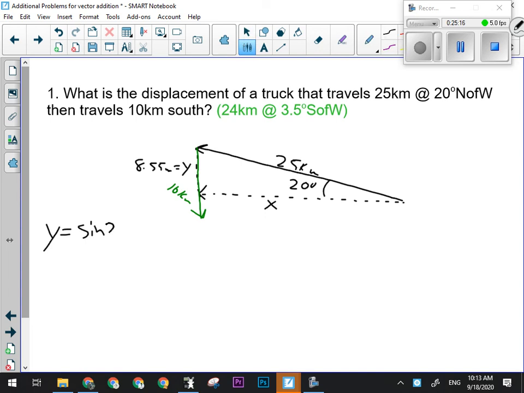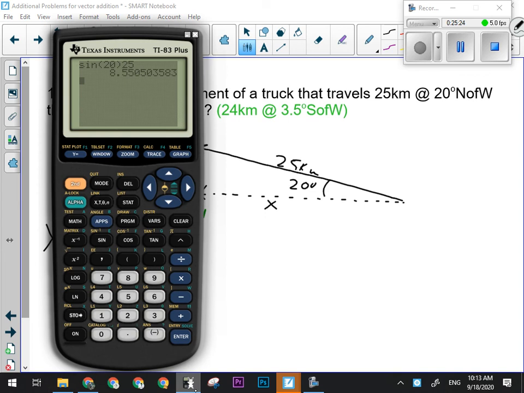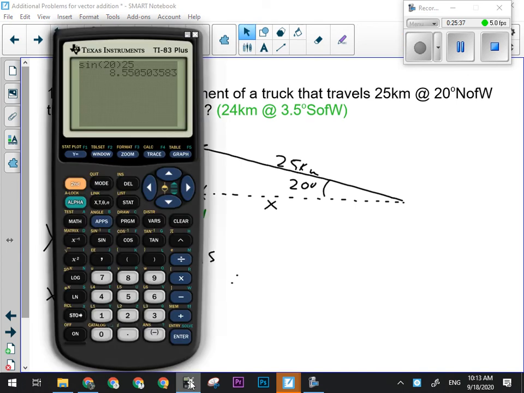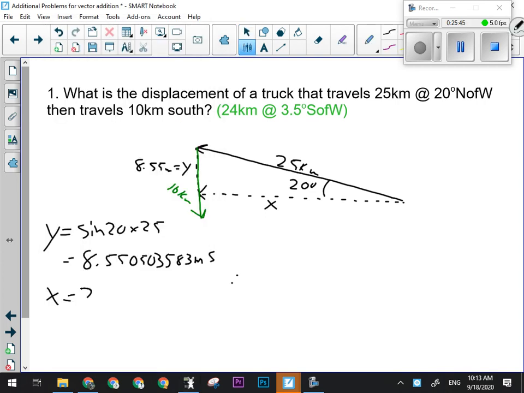It was the sine of 20 because it was the opposite side times the hypotenuse 25, and it came out to 8.550503583 meters south. And I've got to find black x as well. That'll be the cos of 20 times 25. Sorry, I should show my work. Cos of 20 times 25.